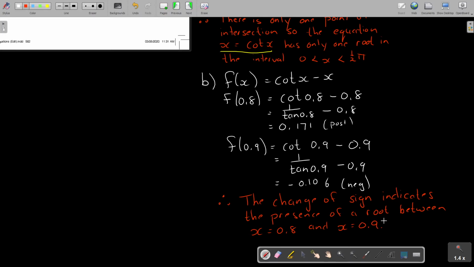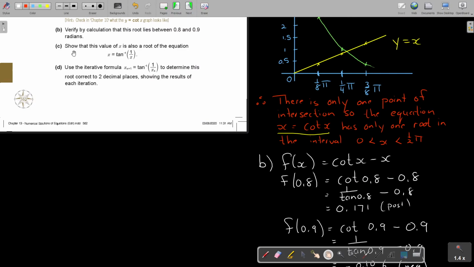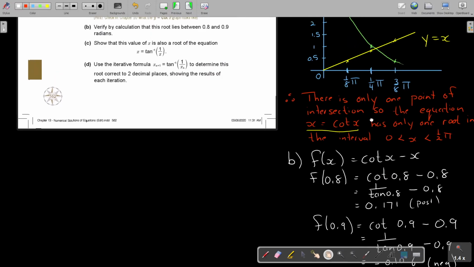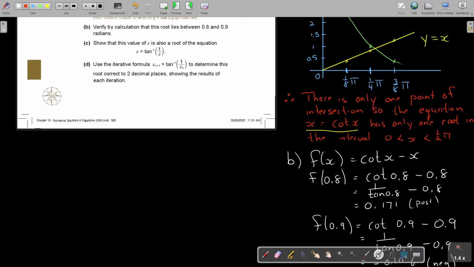Okay, and now I'm just going to go to number C. I just always like my line first. Okay, there it is. And then I can start with number C. Show that the value of x is also a root of this equation. Okay, now if I start with the beginning, the thing that they gave me, they said x is equal to cot x. So I must manipulate it to get this.